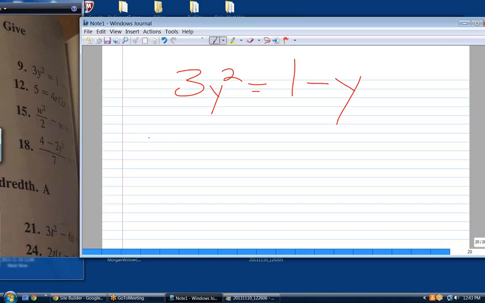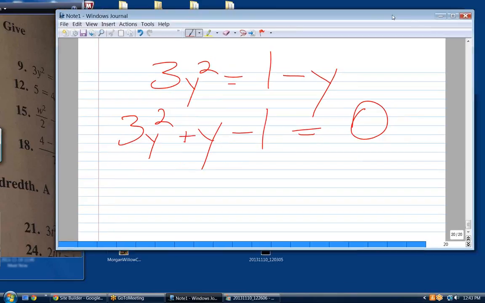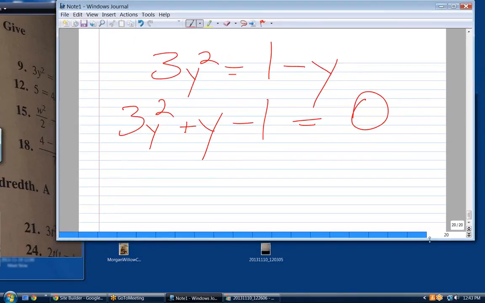Remember, it's a quadratic. When you're solving a quadratic, you usually want to put it in standard format, which is ax squared plus bx plus c. So what's my next line? 3y squared plus y minus 1 equals 0. Okay. This is not going to factor either. Can you tell that instantly when you look at it?